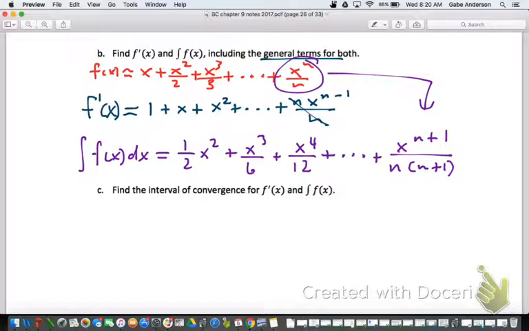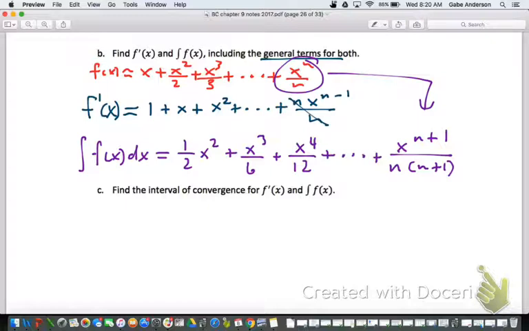Okay, so let's take a look at C here. C says find the interval of convergence for f prime and integral of f of x. So keep this in mind. We can shortcut this a little bit because we know that the radius of convergence will remain the same, but the endpoint behavior could differ slightly. Often it doesn't, sometimes it does. So let's figure this out.